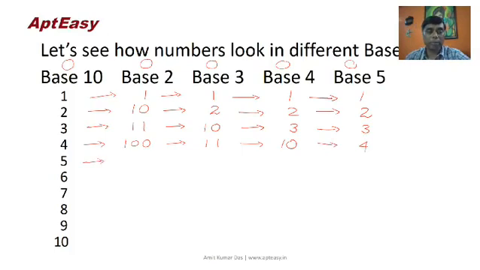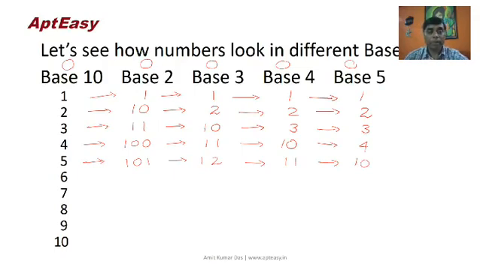Now come to 5. It will be 1 0 1 here. Here it will be 1 2. Here it will be 1 1. Here, since you have already exhausted 0, 1, 2, 3, 4, it becomes 1 0. So try to figure it out this way, but I will tell you how to calculate, or how to change from one base to another. We'll look into that also.